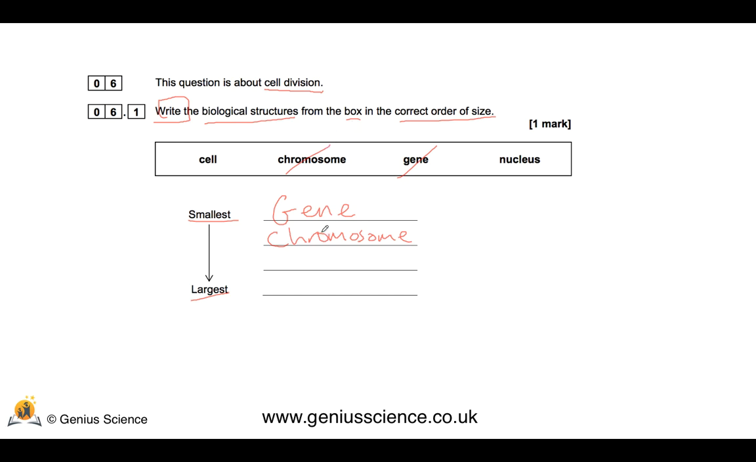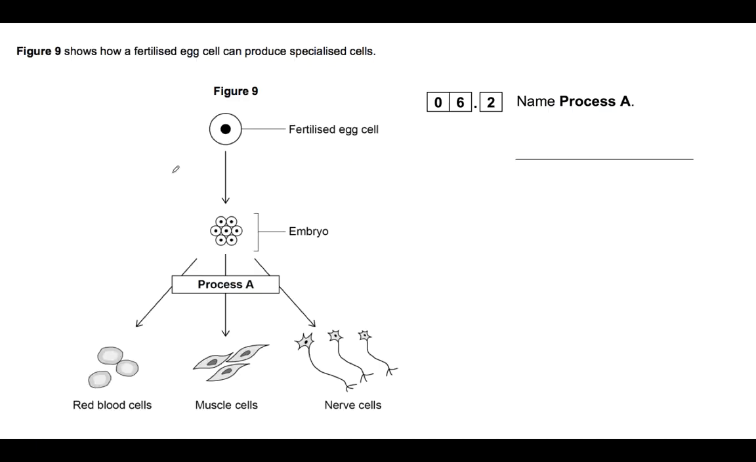Then chromosomes, where are chromosomes found? They're found inside the nucleus, along with genes, right? Because genes are found on chromosomes. And then the nucleus is in the cell. So gene, chromosome, nucleus, cell.